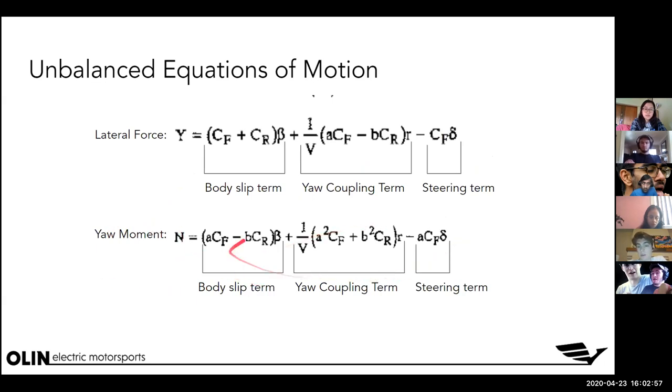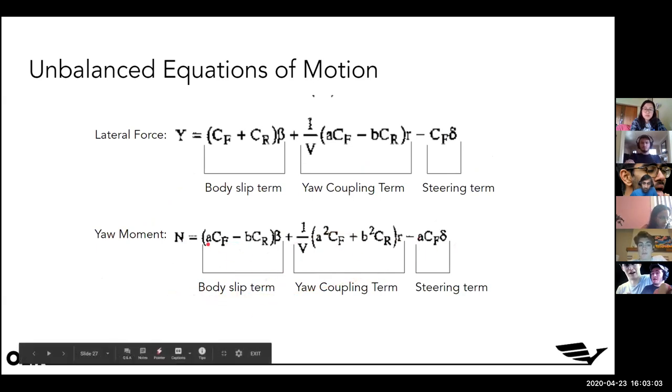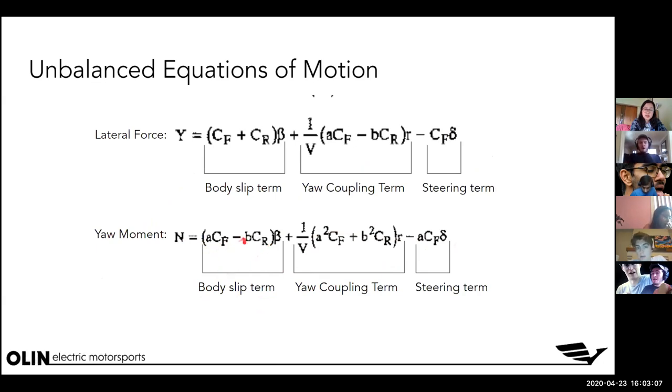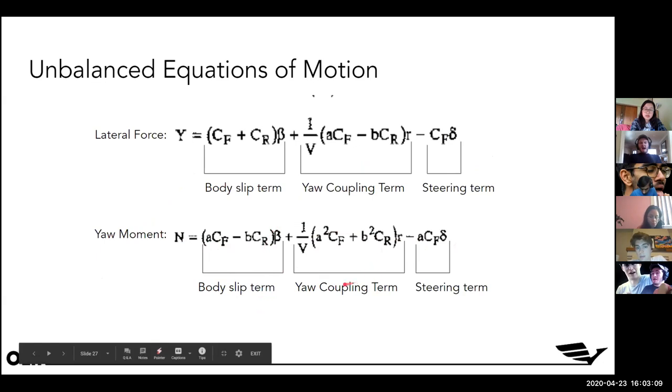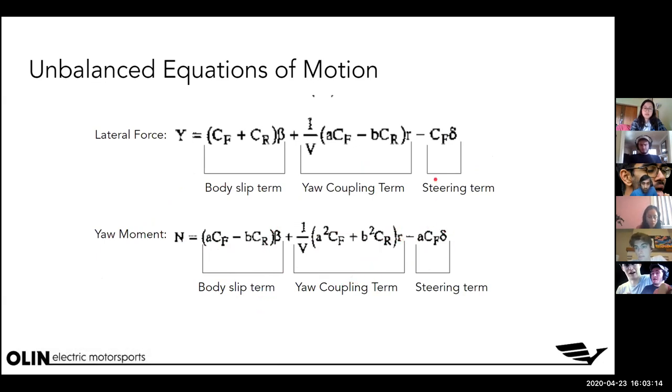And then we also look at very similar things in the yaw moment case. This is literally the same equation, but we've just added in the distances from the center of mass. So there's a body slip term, which is related to the stiffnesses of your tires and how far they are from the center of mass. There's this yaw coupling term, which is related to the yaw velocity. And then there's a steering term.